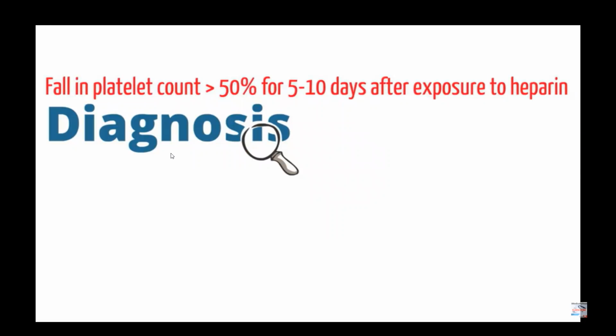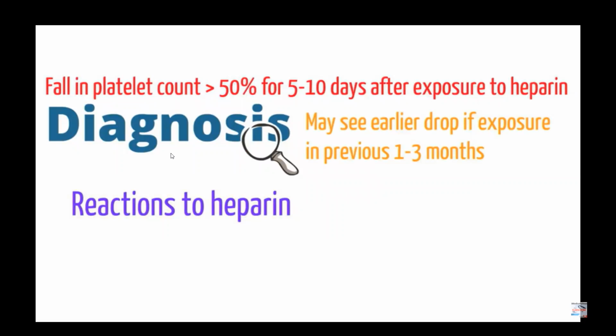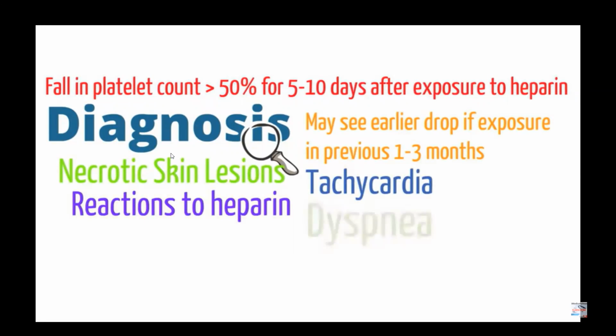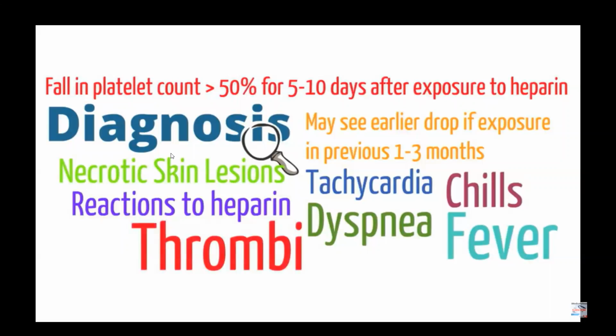Now that we've gone over the physiology, let's talk about how to diagnose heparin-induced thrombocytopenia type 2. If a patient with a current exposure to heparin has a 50% drop in their platelets after 5 to 10 days of exposure, this would indicate this patient likely has HIT. Now keep in mind this time frame may be shorter if they had a previous known exposure to heparin. Other important findings that are indicative of HIT is if your patient develops a reaction to heparin. These reactions to heparin include necrotic skin lesions, tachycardia, dyspnea or difficulty breathing, chills, and fevers.